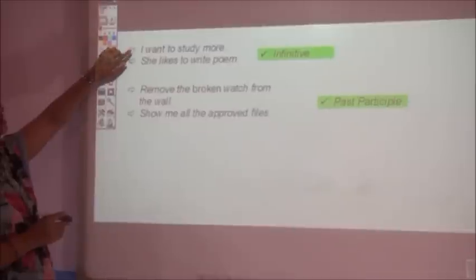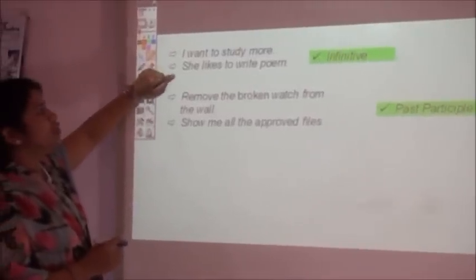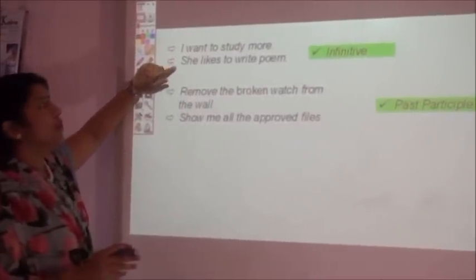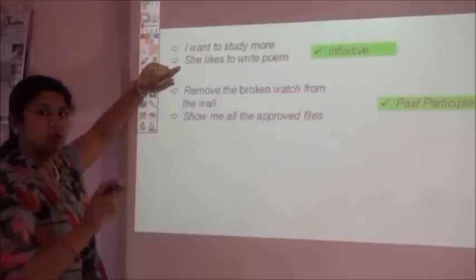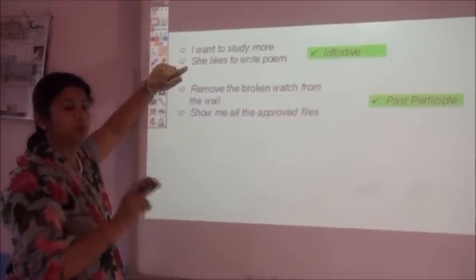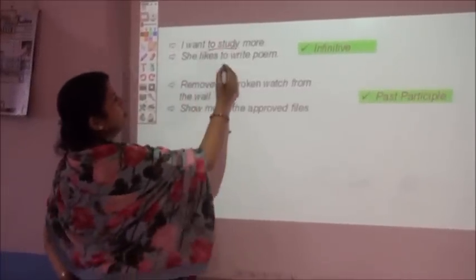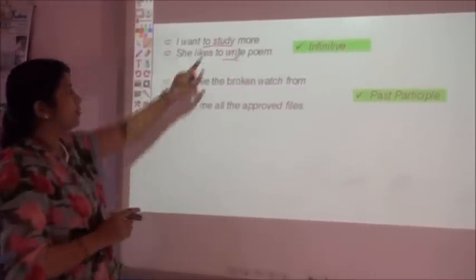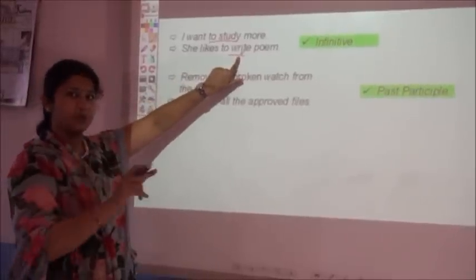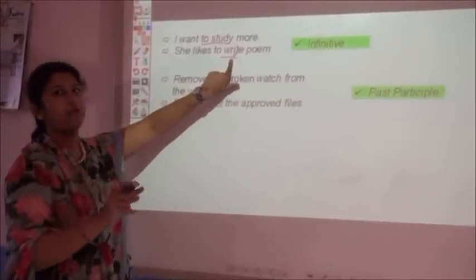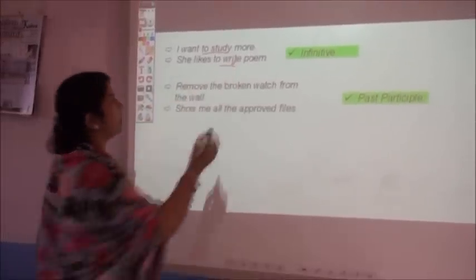See these examples. I want to study more. She likes to write poem. Now you need to focus on the verbs which have to before them. Okay. So which are those verbs? To study and to write. Okay. First of all, the verbs which have to before them are non-finite verbs. Now which kind of non-finite verb?